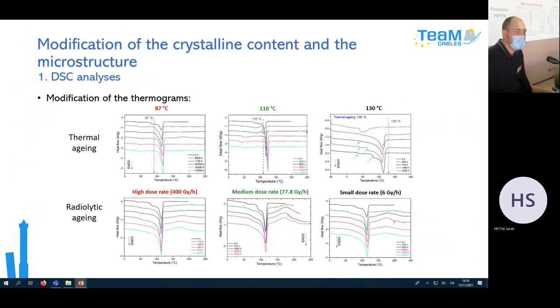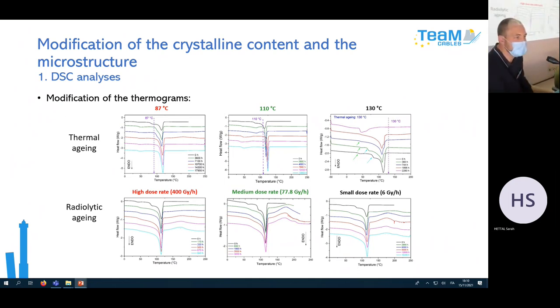In that case, the aging temperature is much higher. So you have two different things that happen. You have a shift of the melting temperature towards higher temperature than at 87 degrees C, and a higher sharpening of this melting peak, meaning that if you relate to the Gibbs-Thompson formula on the previous slide, you would have a narrower population of the lamellar thicknesses.